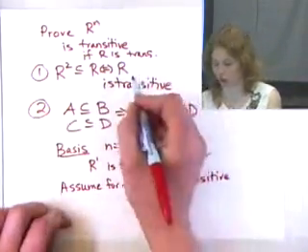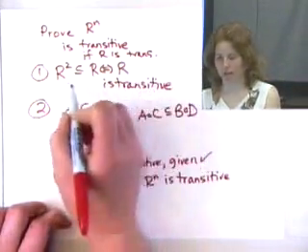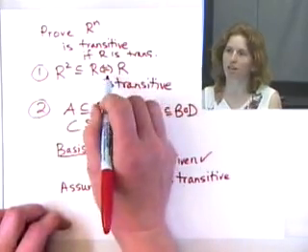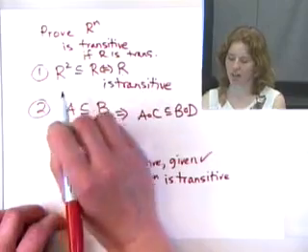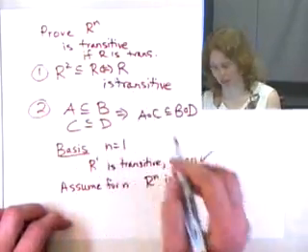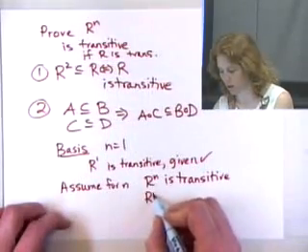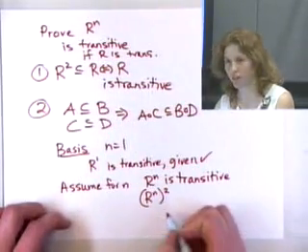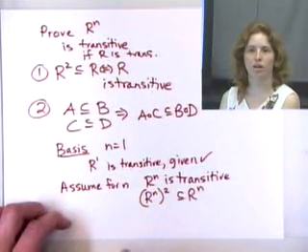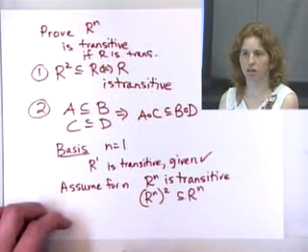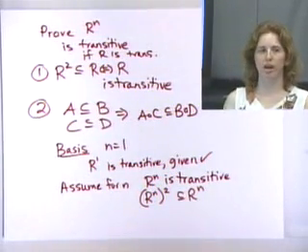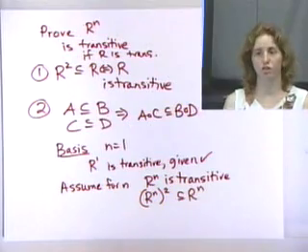If I want to prove that r is transitive, I have to say r squared is a subset of r. So if I want to prove r to the n is transitive, then r to the n quantity squared is a subset of r to the n. But if I have something raised to a power and I square that, I just multiply the powers, right? So that's r to the 2n.